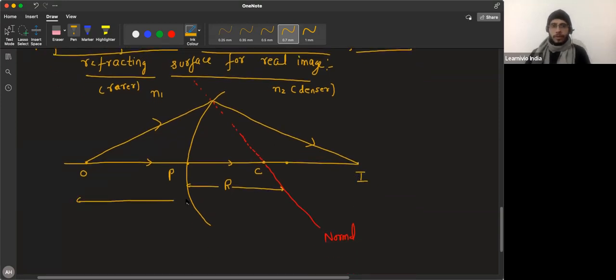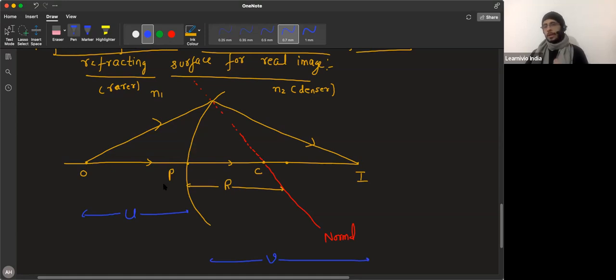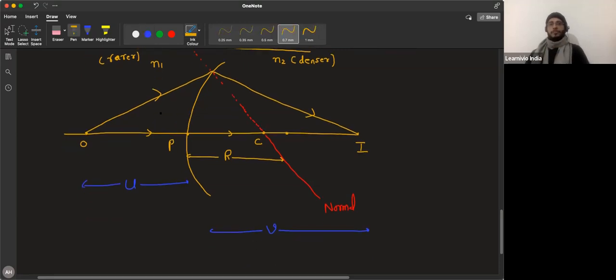This distance is known as the object distance U. This is the image distance V. This is the radius of curvature. So you need a relation which can connect the object distance, image distance, radius of curvature, and obviously the refractive indices. So we need a relation which can connect N1, N2, U, V, and R.